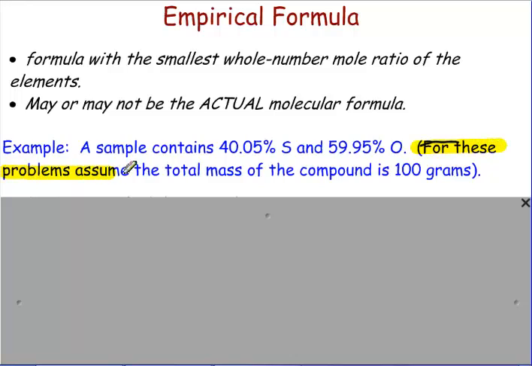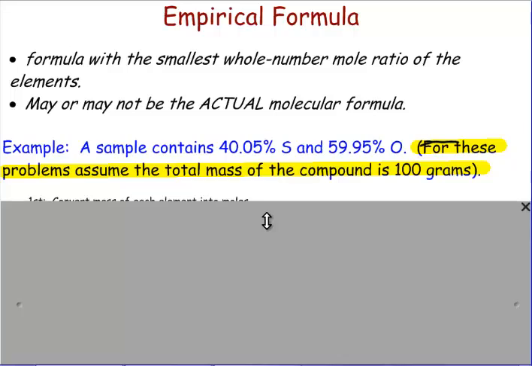For all of these problems, we're going to assume that the total mass of the compound is 100 grams, because then that makes it really easy. If we have a sample that's 100 grams, then 40.05 grams would be sulfur and 59.95 grams would be oxygen. Okay, so here's how we go about doing this.